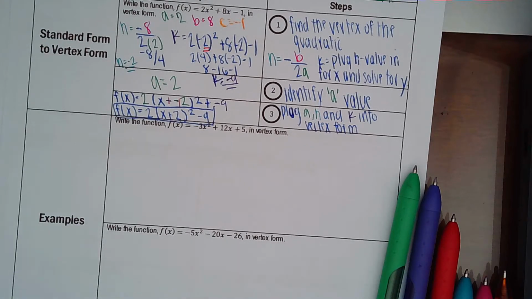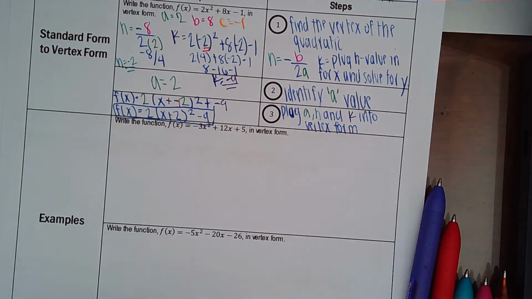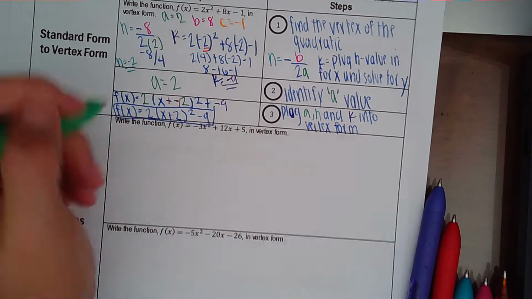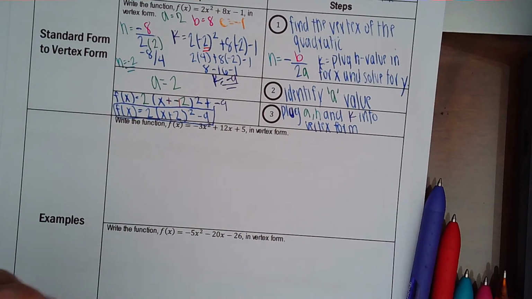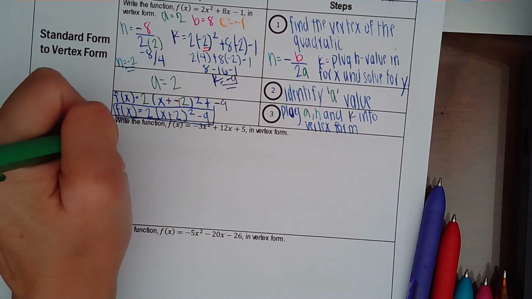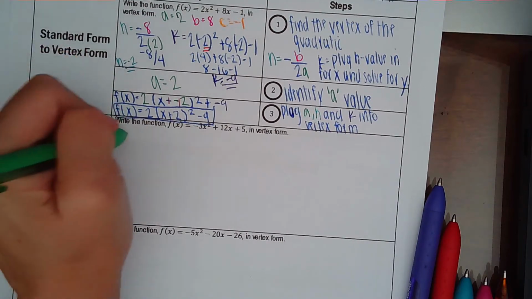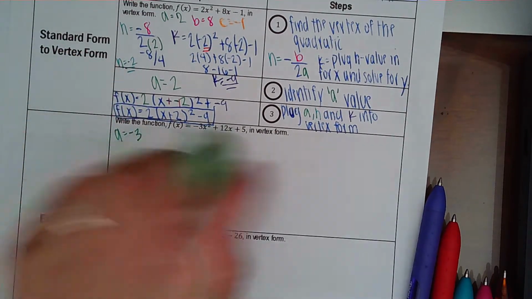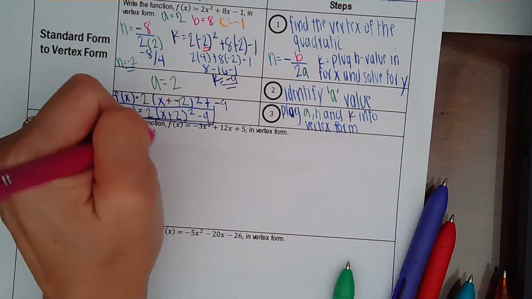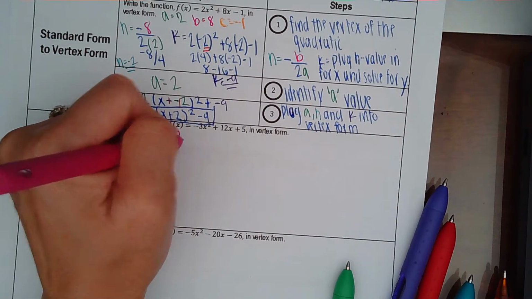Okay, so again, let's go ahead and identify our A, B, and C. If you want to pause me and try this one on your own, go right ahead. So A equals negative 3. B equals 12.